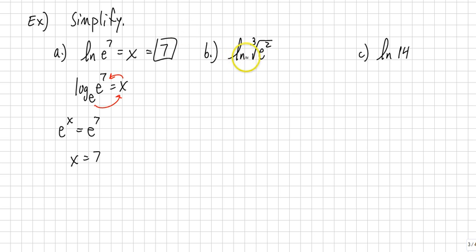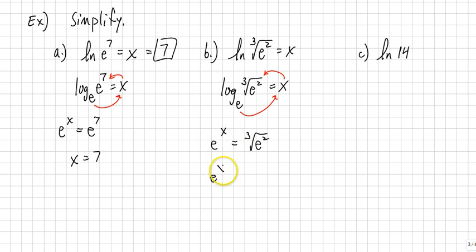So let's try it again. Natural log of the cube root of e squared. So we want to know what that's equal to. So that's log base e of the cube root of e squared. And then if you convert it to exponential form, e to what power equals the cube root of e squared? Well, the cube root of e squared is e to the 2/3 power. So x must have been 2/3. So this must equal 2/3. So the natural log of the cube root of e squared is 2/3.